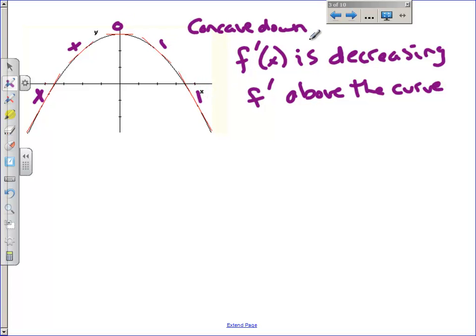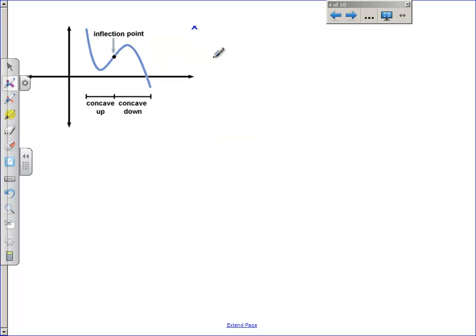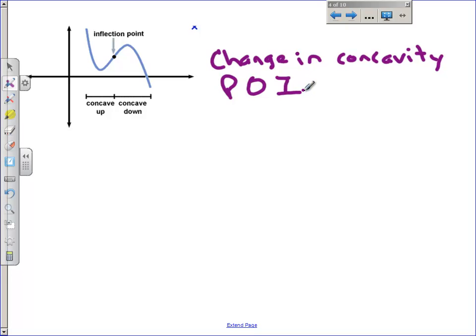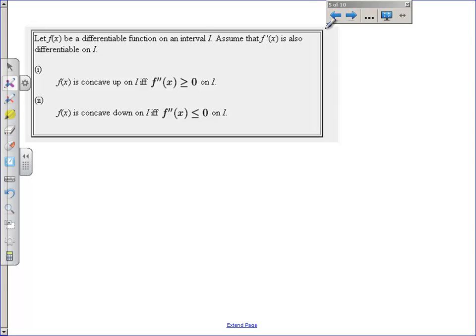Okay, a point of inflection occurs when we have a change in concavity. We are going to call that a point of inflection, P-O-I. Here's your definition if you want to write this down. If f is twice differentiable, that means we can find the derivative at least twice. We're going to say it's concave up if the second derivative is positive. We're going to say it's concave down if the second derivative is negative on that interval.